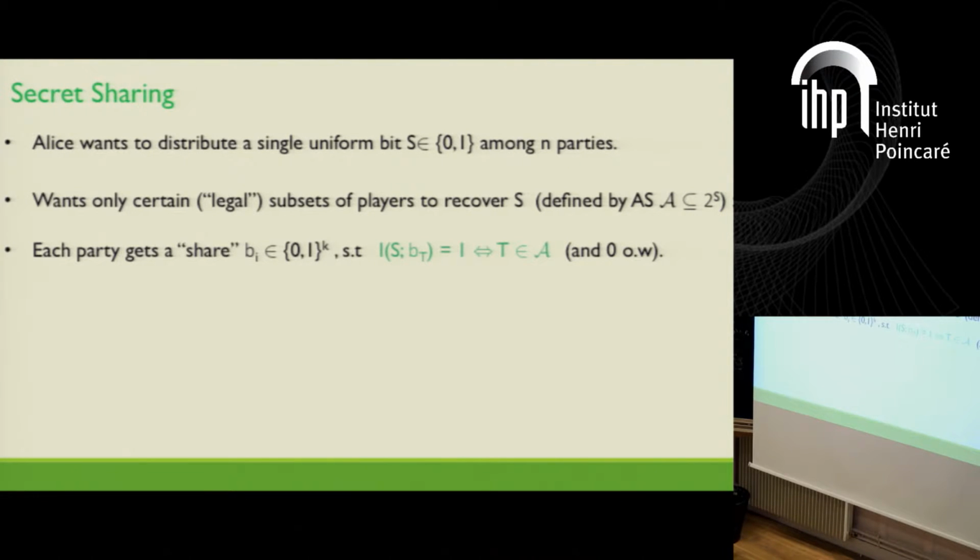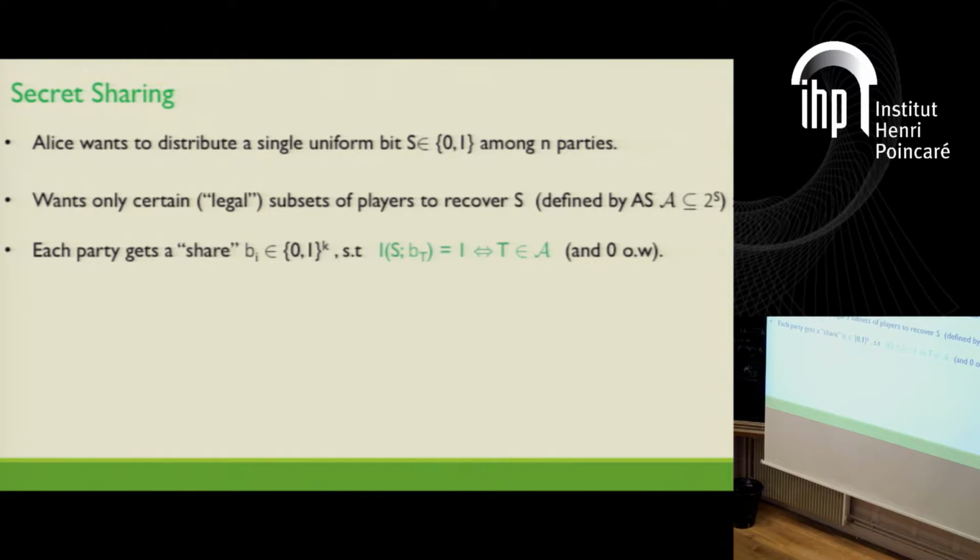So this is formalized by the notion of an access structure. An access structure defines basically the family of subsets of legal participants which are allowed to discover the secret. And the requirement is that if a subset of players is legal, so it's inside the access structure, then we require that it learns the entire secret by joining.